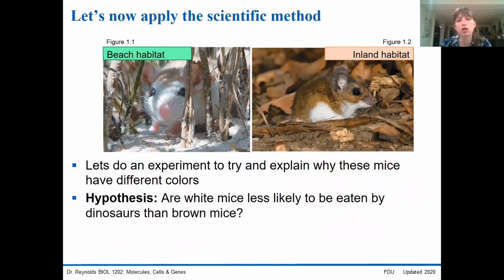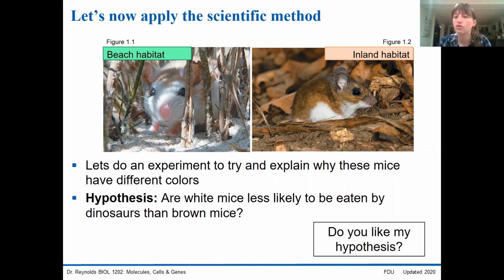Now, let's take a look at how we apply the scientific method. Here's an example which comes straight out of your textbook. Let's do an experiment to try and explain why these mice have different colors. They're both the same genus and species. However, these two mice look different from one another. So here's my example of a hypothesis. Are white mice less likely to be eaten by dinosaurs than brown mice? So you tell me, do you like my hypothesis?